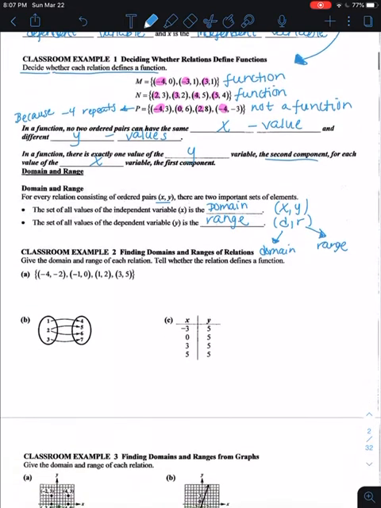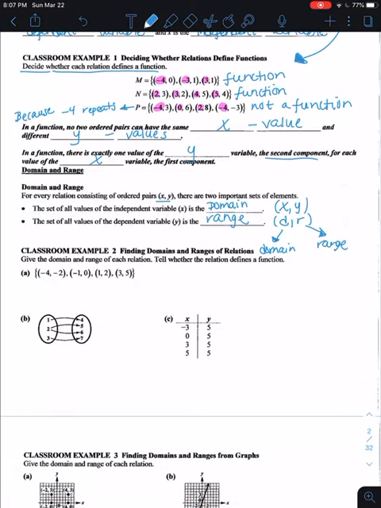Okay, so let's look at an example. All right, hopefully the example makes more sense. Find the domains and ranges of relations. Give the domain and range of each relation. Tell whether the relation defines a function.